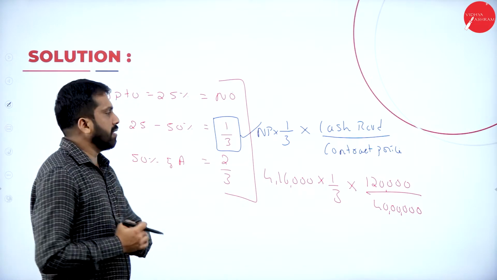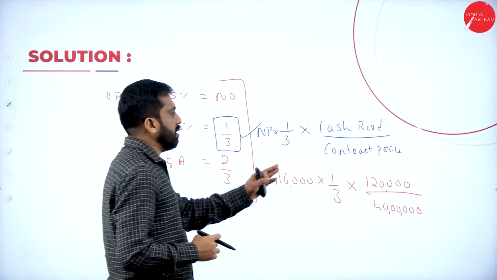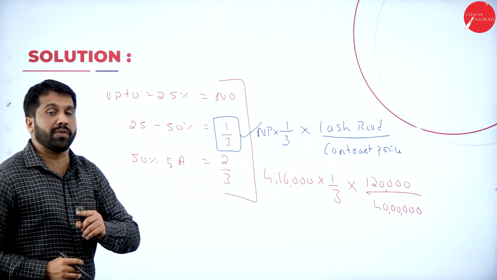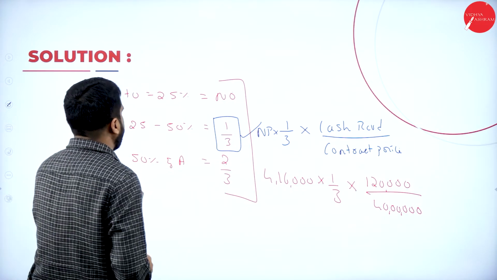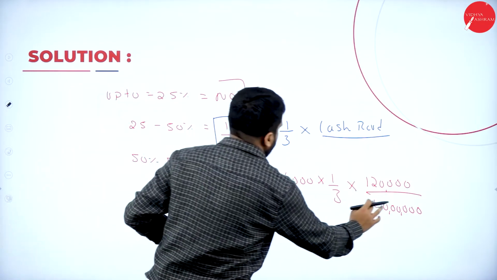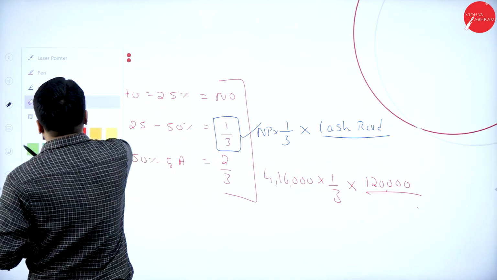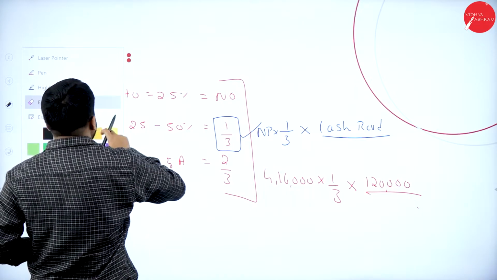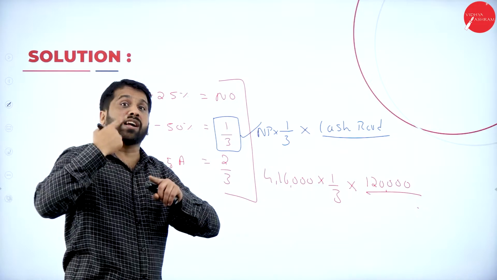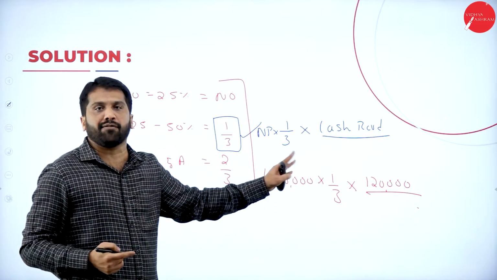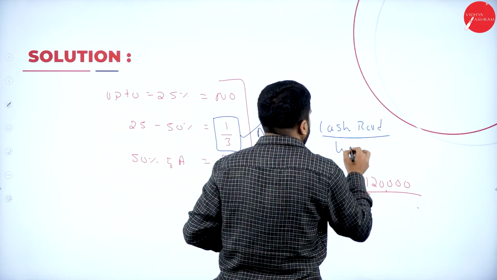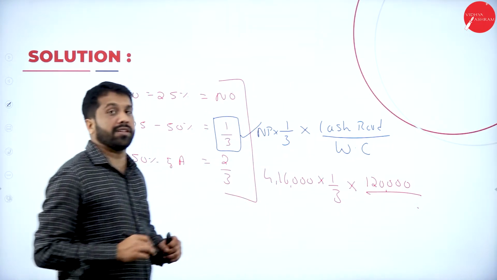Hope you are clear. Now, it is not contract price. We'll go with work certified. Because we will not go for contract price. The reason is, we are still in the first year. At the end of the fourth year, it is the full value. Right now, you are in the first year. Go with work certified.